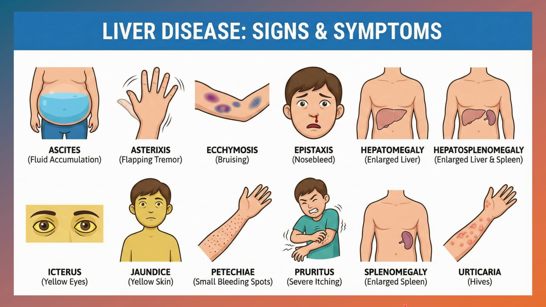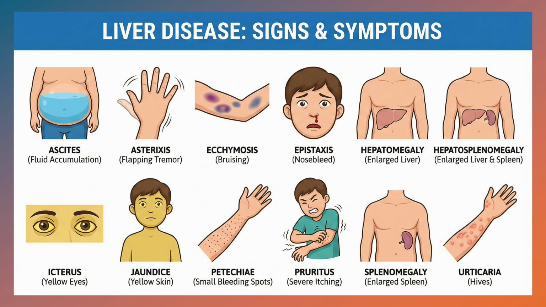The pruritus, severe itching of the skin, often due to bile salt buildup. Petechiae are small red purple skin spots from low platelets. Then splenomegaly, so it's only the spleen here, enlarged spleen, often from portal hypertension.